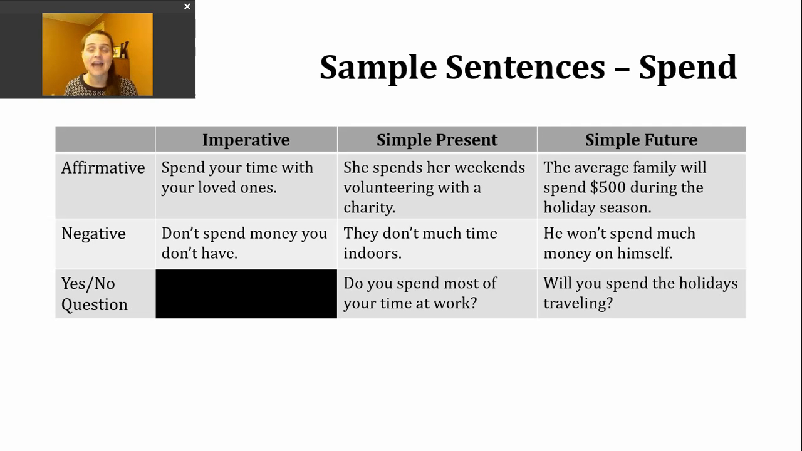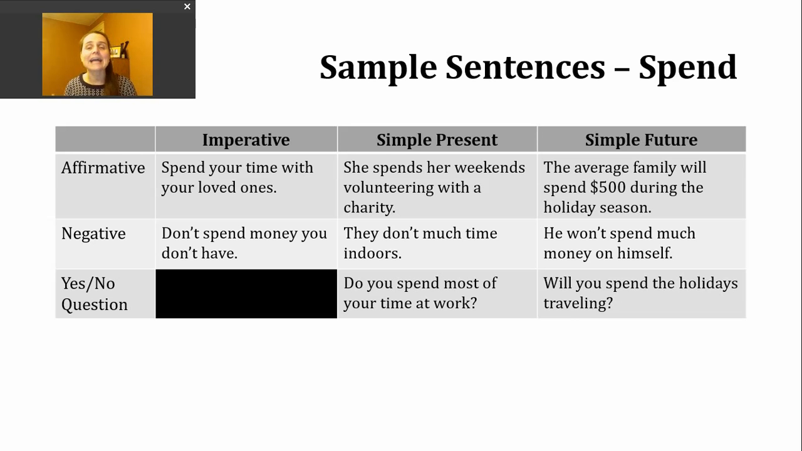And we'll see that here in the affirmative example. She spends her weekends volunteering with a charity. So again, this is talking about how she passes her time. Okay? If I had been talking about two people, I'd say they spend their weekends.